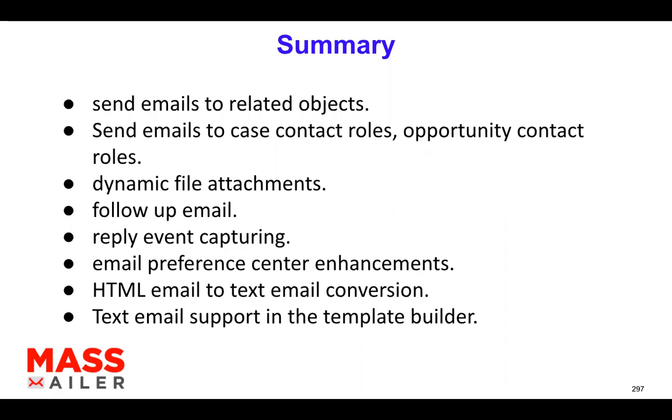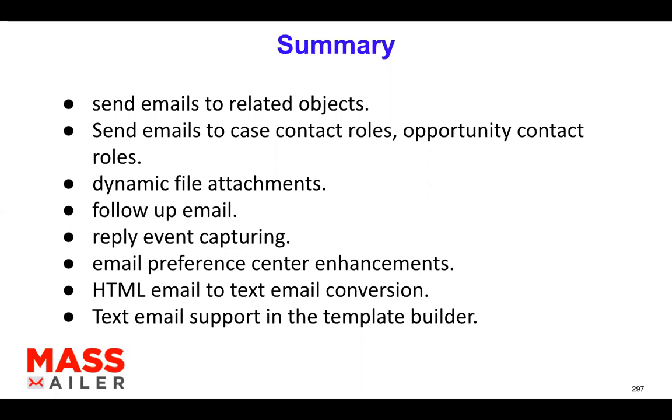And same thing, opportunity contact role. Similarly, you can filter the opportunity objects, and then you can send it to the contact roles. Ultimately, again, you're sending it to the contacts. So this is a major change in MassMailer. It's basically called the ability to send emails to the related objects.